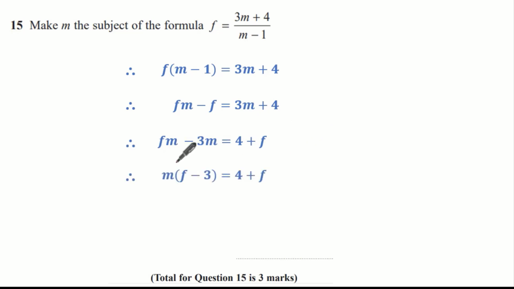This gives me m bracket f minus 3 is equal to 4 add f. Because I have my single value of m, I can simply divide by f minus 3. Therefore, I've made m the subject, which is (4 plus f) over (f minus 3).